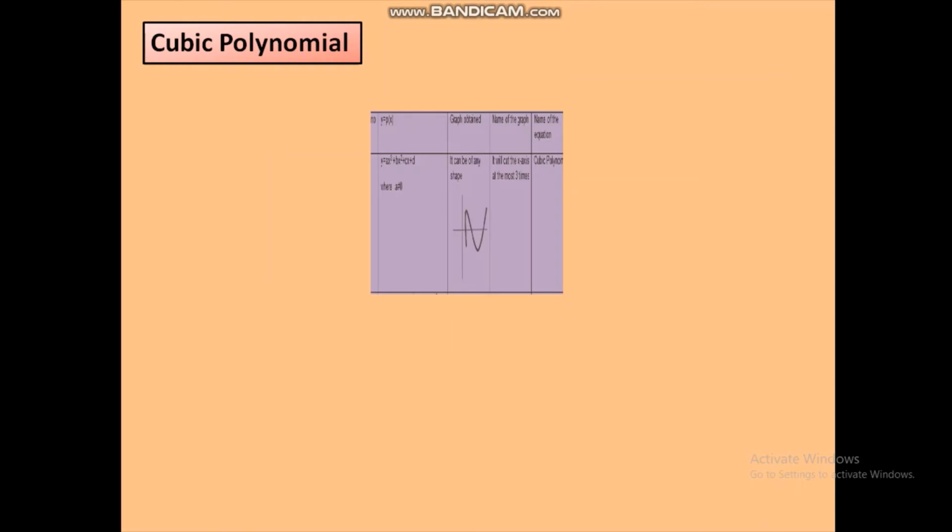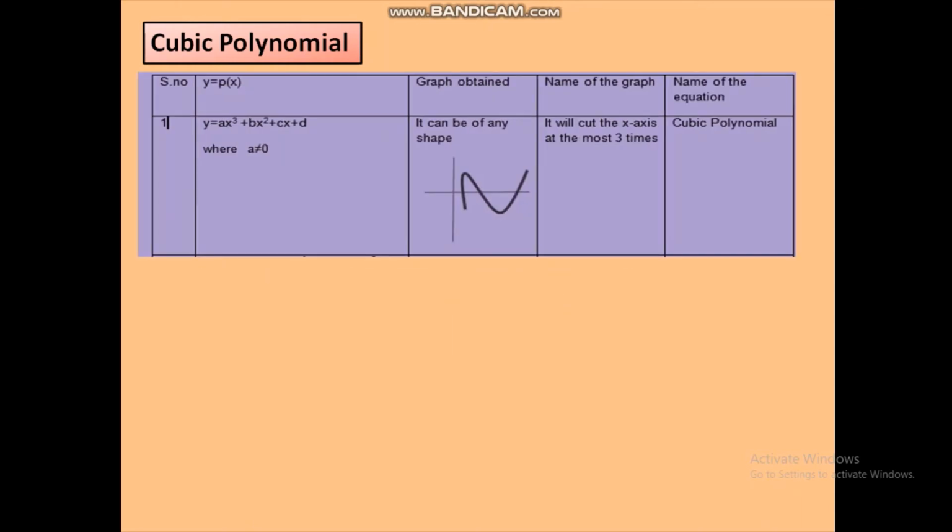Okay, moving ahead, next we have the graphical representation of a cubic polynomial. Here y is equal to ax to the power 3 plus bx square plus cx plus d. The graph line can be plotted as a combination of parabolas which intersects the x-axis at the most 3 times, and this is why it has 3 zeros.